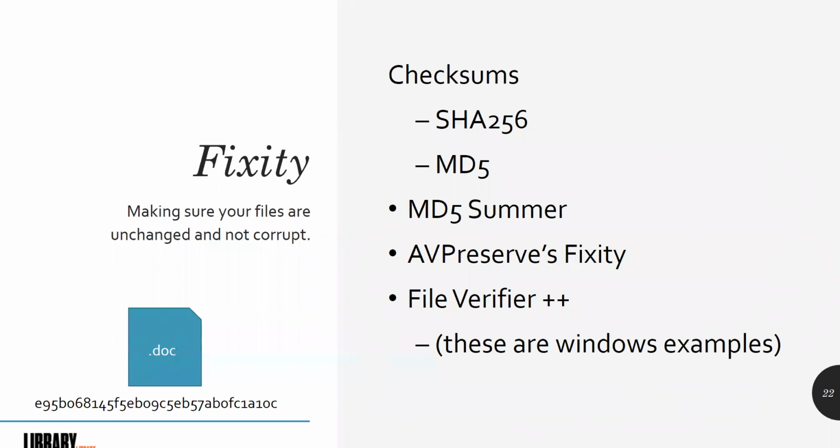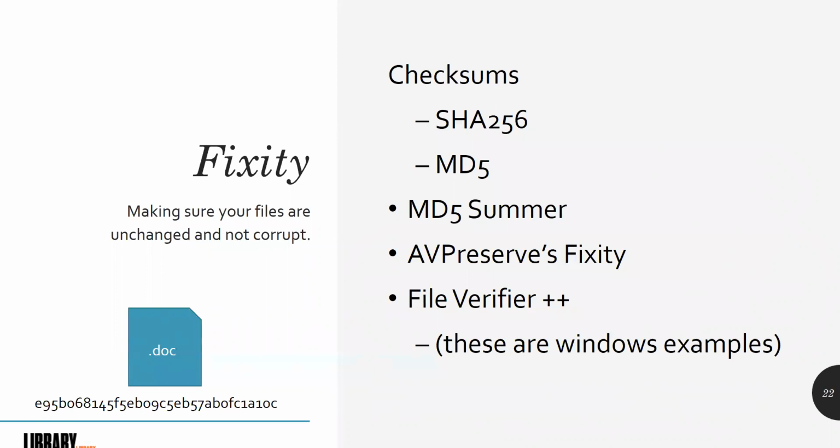And we see a lot of MD5 out there in the field because it's shorter, it's faster to run, and it's typically reliable for cultural heritage materials. Now, if you were dealing with something that had legal implications, that's when you want to consider SHA-256, a longer, more complicated algorithm, so to speak, to ensure the authenticity of those files. But very simple programs can help you get started with these sorts of things. MD5 Summer, for example, or AV Preserve's Fixity is a great one to automate these things. And File Verifier++ is another one. Those are all Windows examples, but if you're working off a different operating system, let me know and we can give you some other examples.